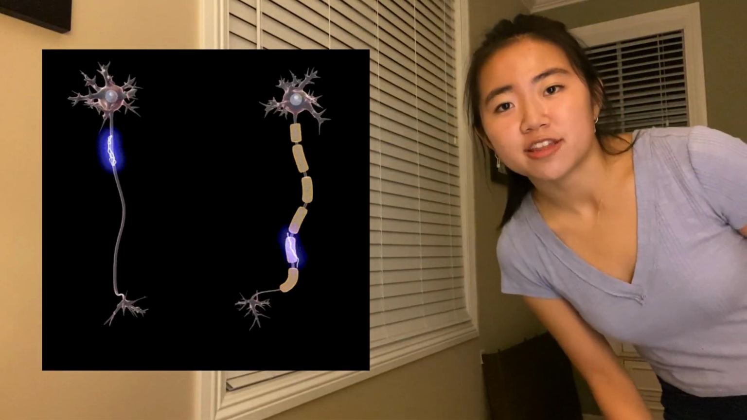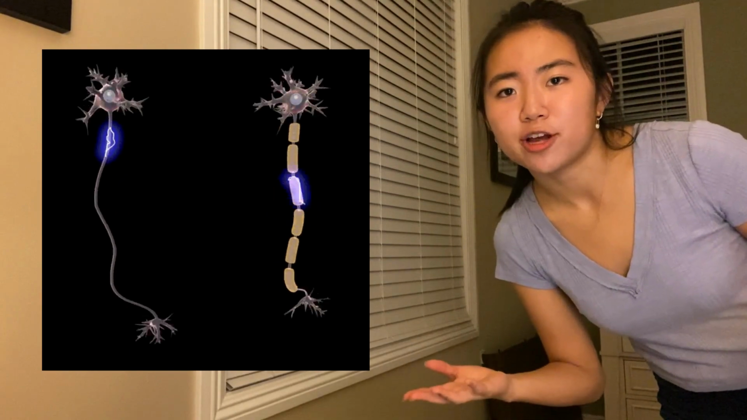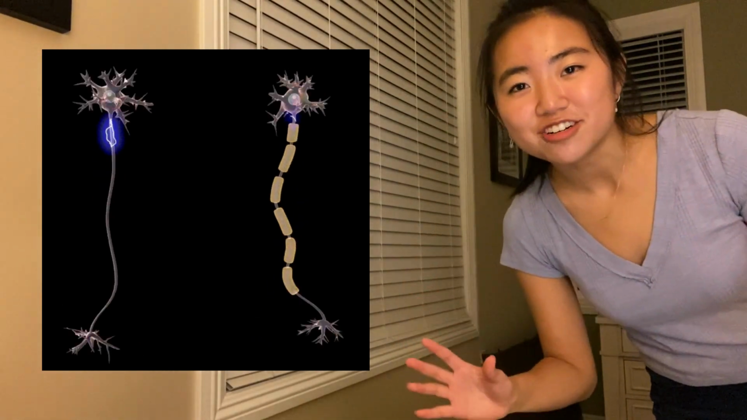In a neuron without a myelin sheath, the electrical impulse travels like this. However, with the myelin sheath, it travels like this. So what about the myelin sheath allows the electrical signals in our brain to travel so much faster?